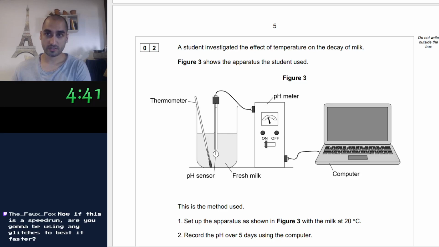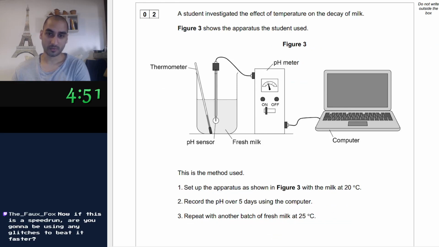Hello, the Full Fox. Now, if this is a speed run, are you going to be using any glitches to beat it faster? Oh, would that I could. If you see any glitches, by all means, let me know. I would totally have used them back in school.